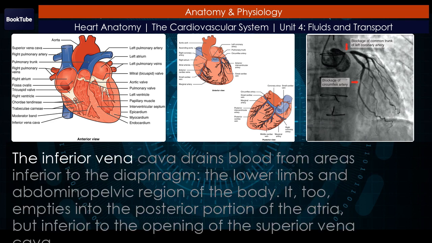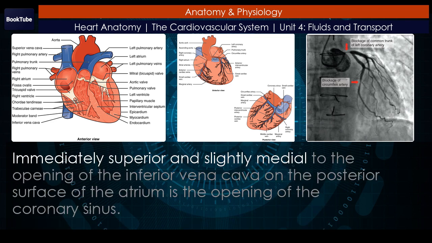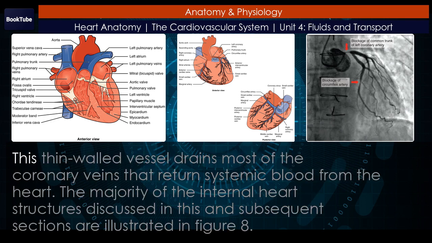The inferior vena cava drains blood from areas inferior to the diaphragm: the lower limbs and abdominopelvic region of the body. It, too, empties into the posterior portion of the atria, but inferior to the opening of the superior vena cava. Immediately superior and slightly medial to the opening of the inferior vena cava on the posterior surface of the atrium is the opening of the coronary sinus. This thin-walled vessel drains most of the coronary veins that return systemic blood from the heart.